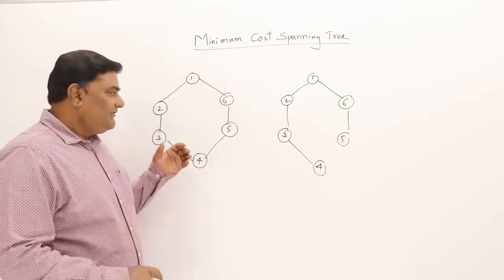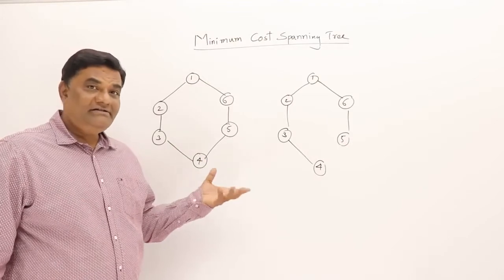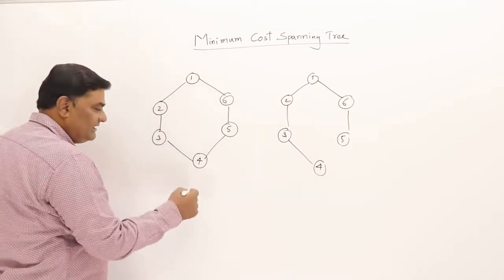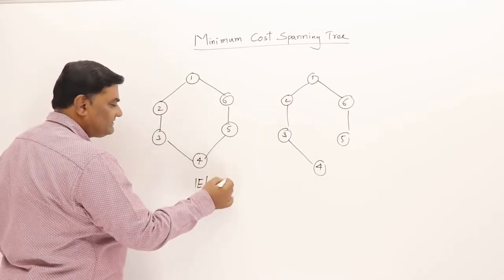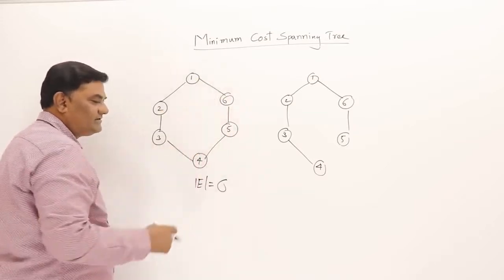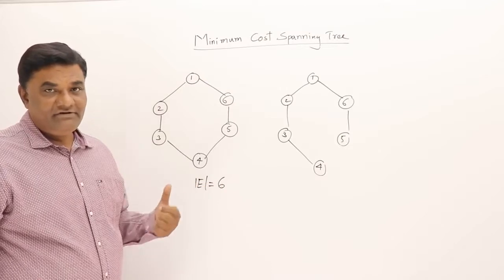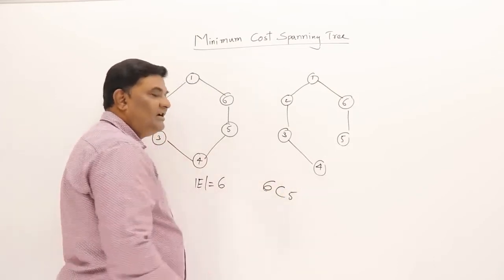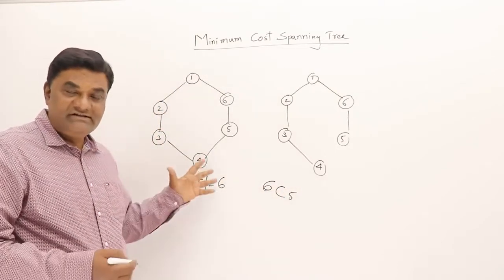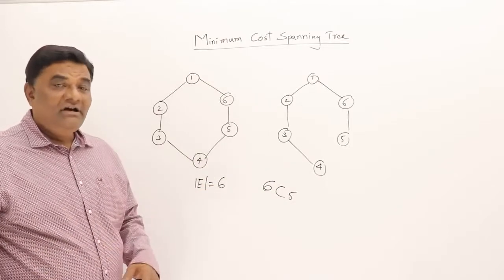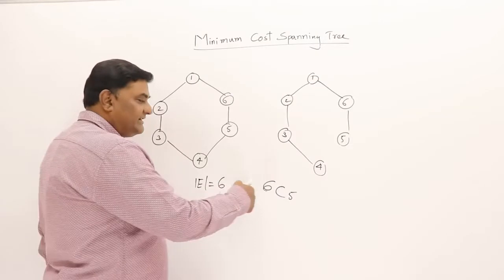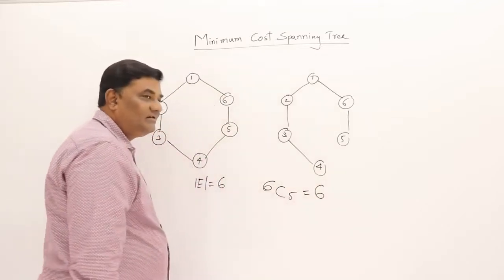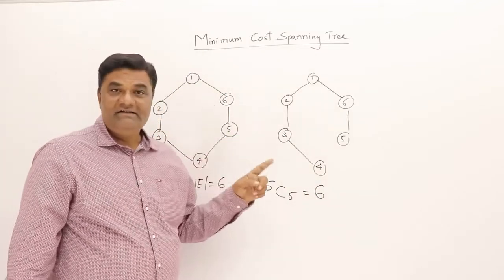Now next thing, for a given graph, how many different spanning trees can be generated? I want to know how many different spanning trees are possible. So see, how many edges are there? 6. 1, 2, 3, 4, 5, 6. In a spanning tree I should take only 5. So 6C5. Out of 6 edges, I have to select 5. How many ways can I do that? 6C5 is how much? 6 only. So I can have 6 different spanning trees.